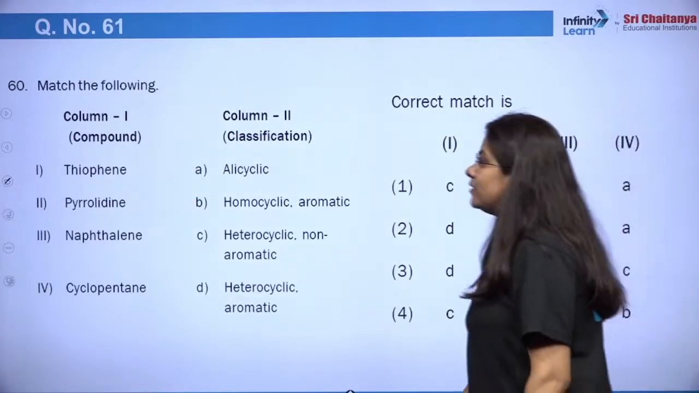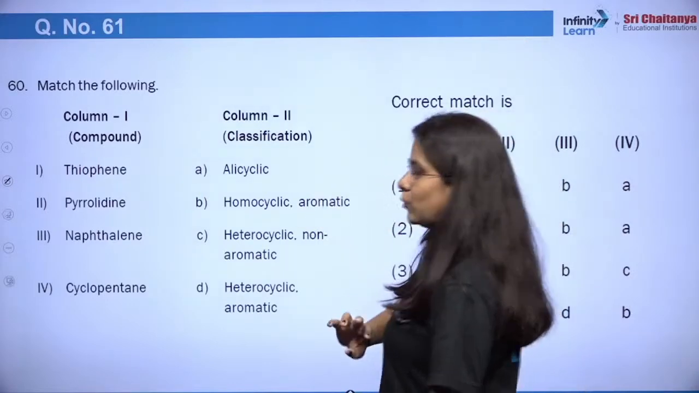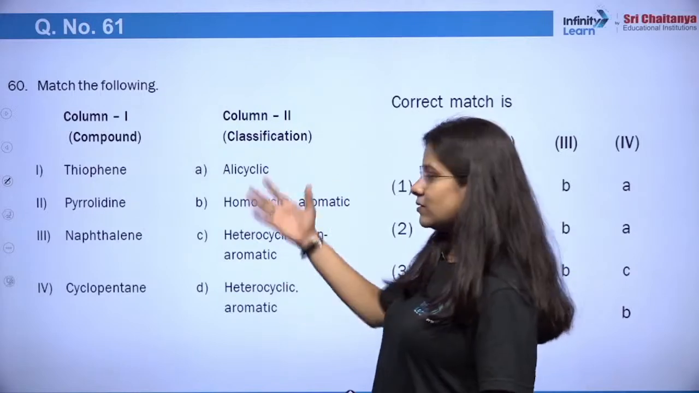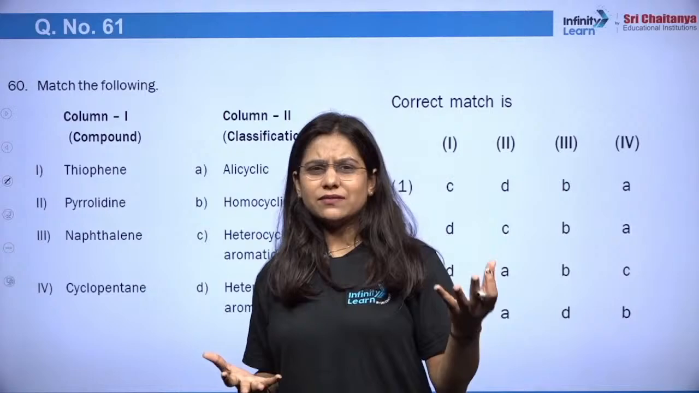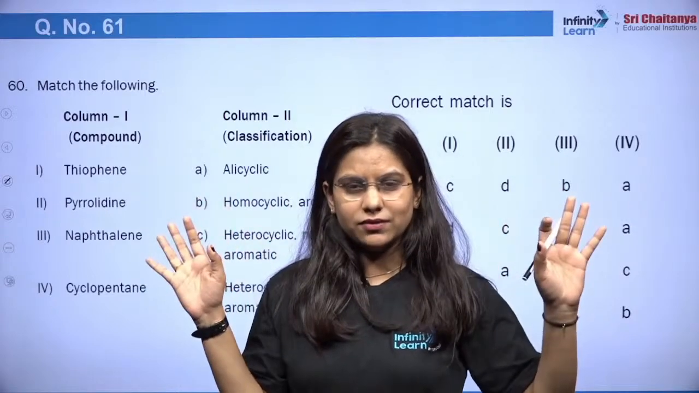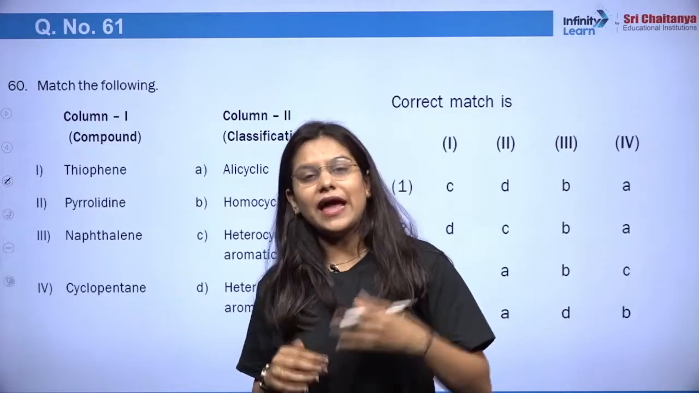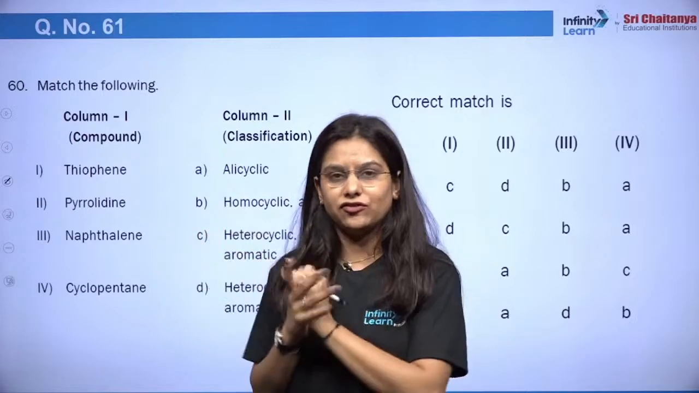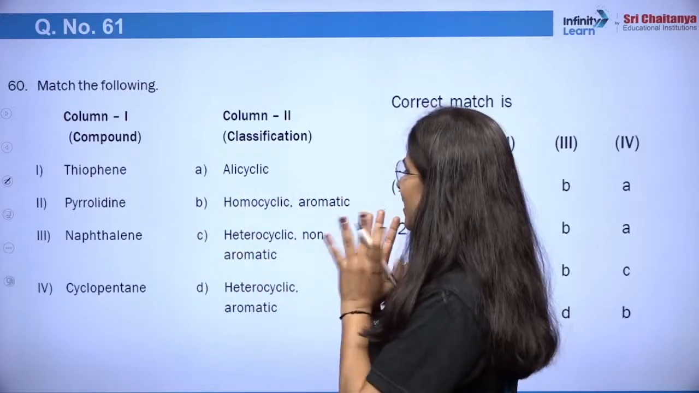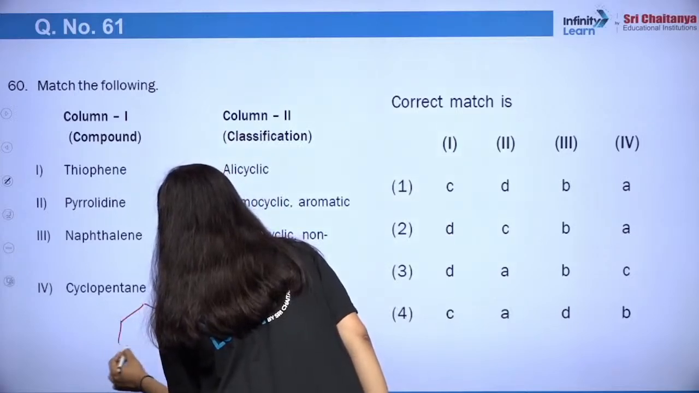Next, let us talk about these compounds: thiophene, pyrrolidine, naphthalene and cyclopentane. Sometimes it happens in exams that we don't remember the structure. Then what should our approach be? Try to find the structure of a compound which is known to you, write the structure and then match the option. So out of these, I can easily draw cyclopentane, right? So this will be cyclopentane.